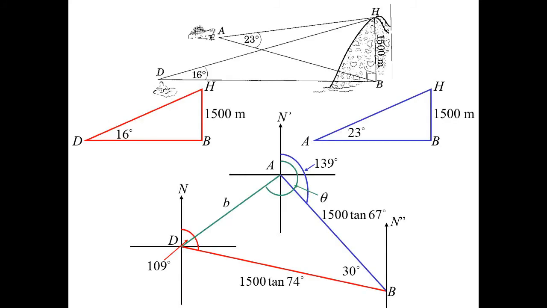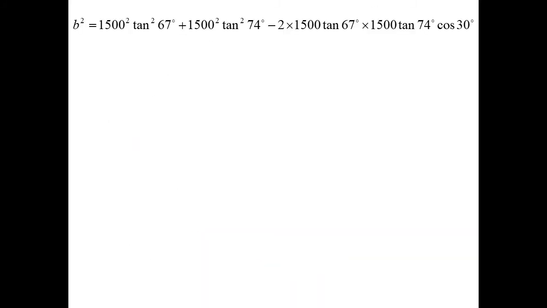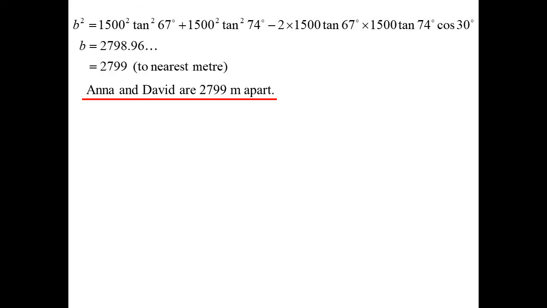We now have a cosine rule situation. B squared is 1500 squared tan squared 67 plus 1500 squared tan squared 74 minus 2 times 1500 tan 67, 1500 tan 74, cos 30. Place that all in the calculator, and to the nearest metre we get 2,799 metres. So we know how far apart they are.